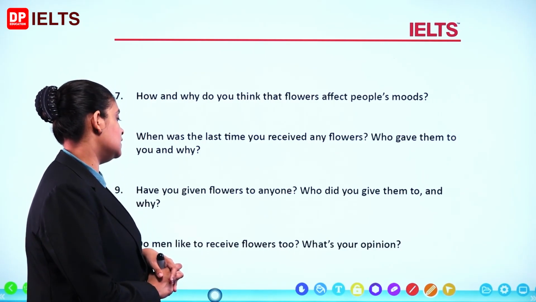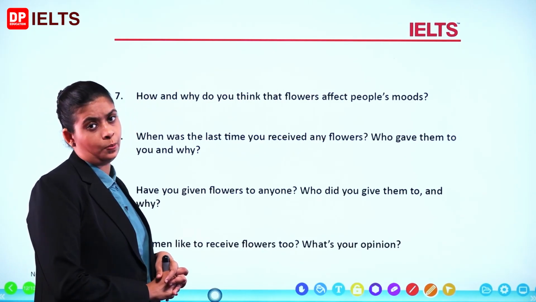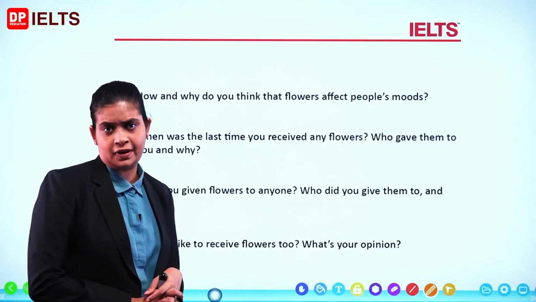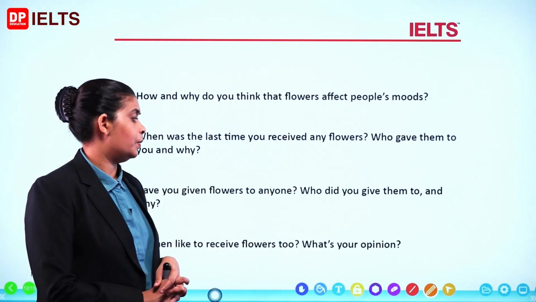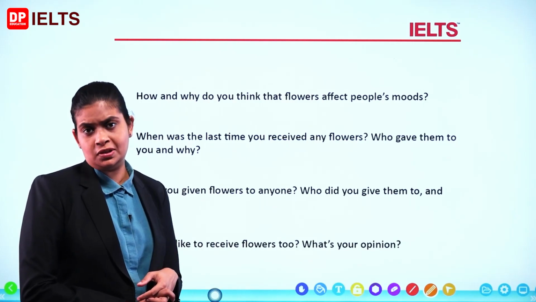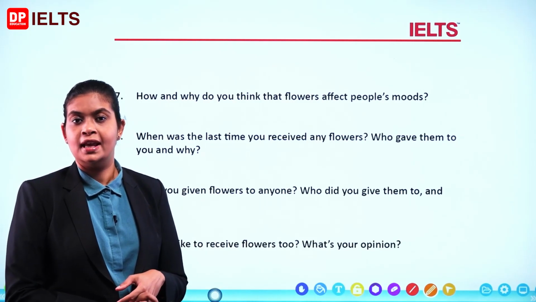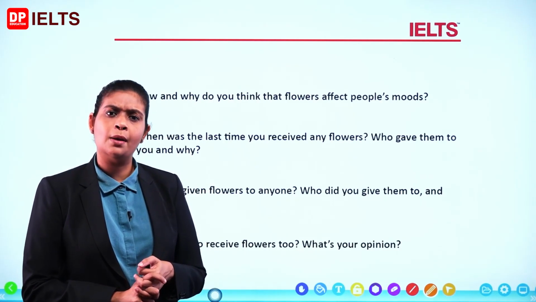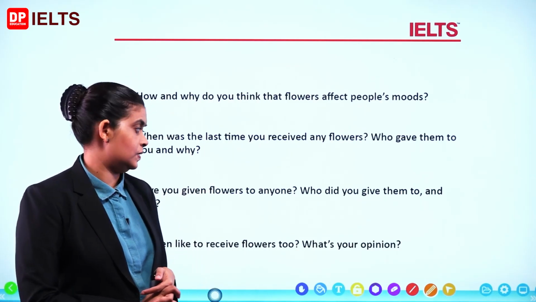Do men like to receive flowers too? What's your opinion? I think some men might like to receive flowers. I'm not sure. But I don't see why someone would not want flowers. They're beautiful, they smell great, and it's really nice and soothing for the eye. So I think some men would really prefer flowers.